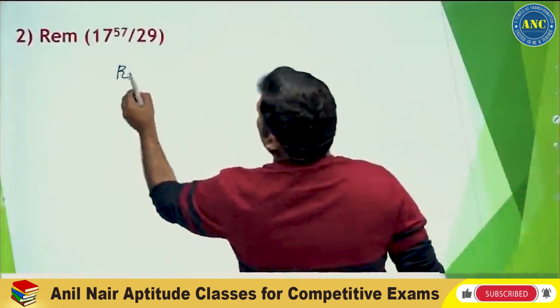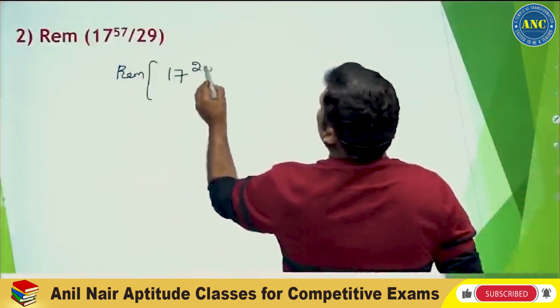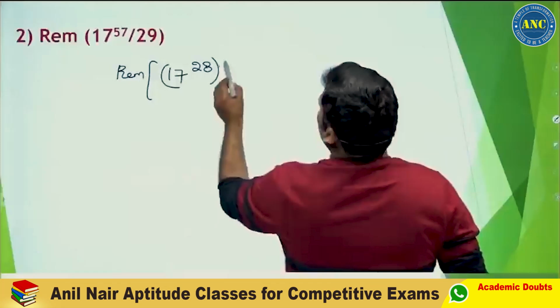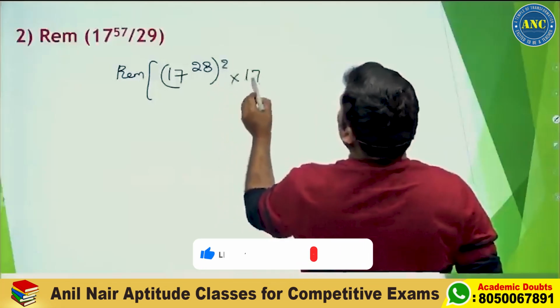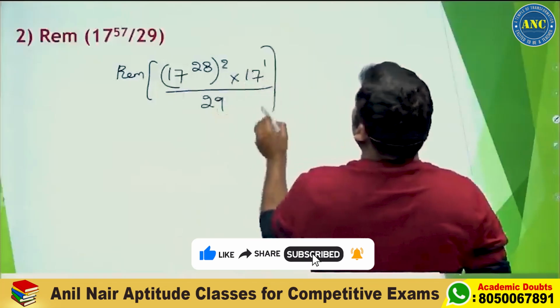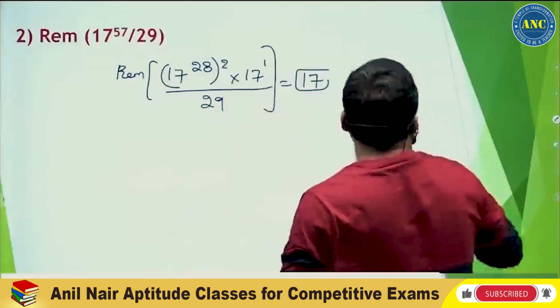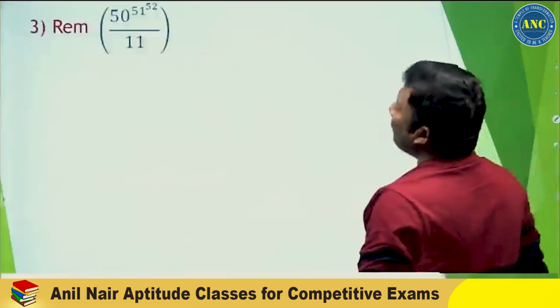Already we did the basic introductory problems. 29 is a prime number. So 28 twos are 56, and another 17 is remaining. 17 divided by 29 is nothing but 17. The second question is also clear.